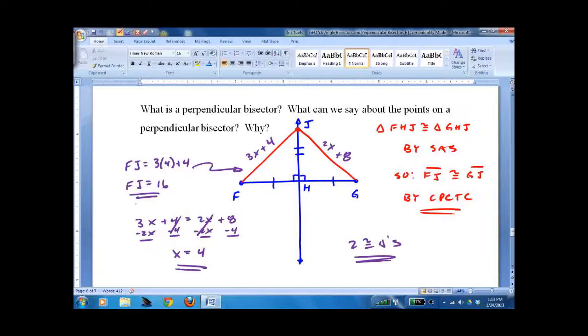Now I was going to do some example problems on this, but they all pretty much look like that. So that's the standard kind of problem you're going to see. That's really it. Good luck.